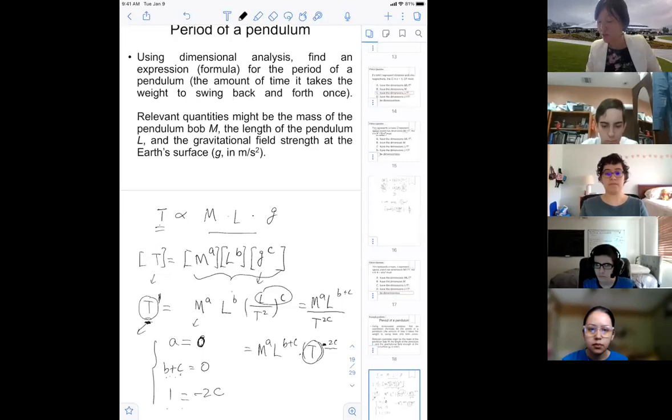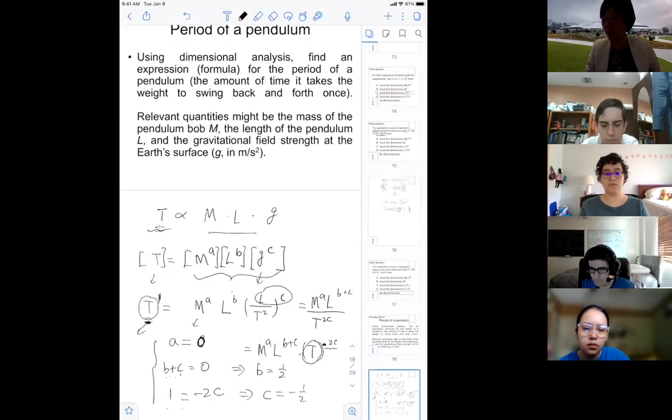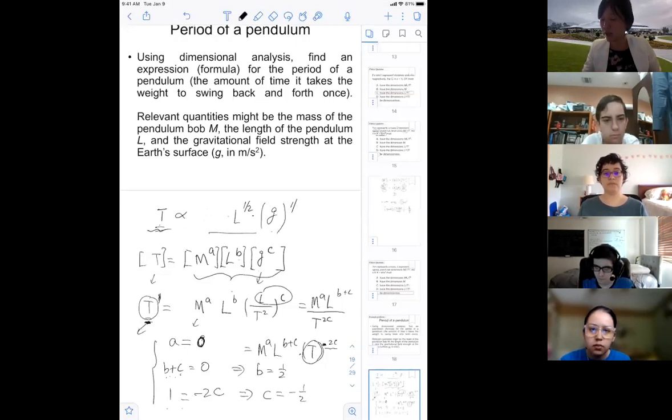Okay. All right, so I solved for my C. My C is negative 1/2, which means I found my B. B would be 1/2 because B plus C has to be 0. So you see that you have found a relationship between time and these quantities. You should not have a mass in it, right? You can have a length in it, but the length is to a power of 1/2. It does relate to where you put your pendulum, on the moon or on Earth, and that is to the power of C, and C is 1/2.